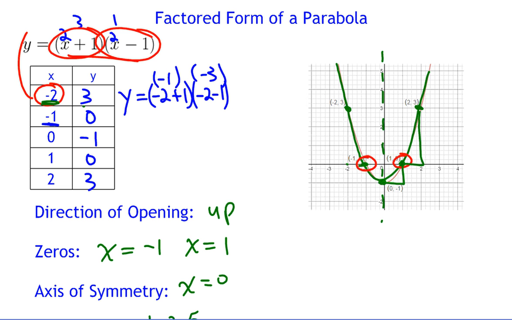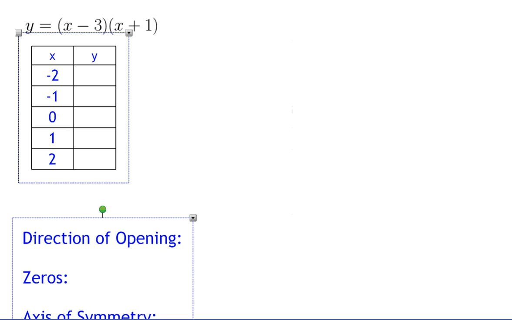We'll look at a couple more of these just to see what happens, what changes as those factors change a little bit. So here's example number 2. So here's the equation. y equals x minus 3 times x plus 1. So again, we'll make a table of values, substituting negative 2 into the equation for x. So everywhere in the equation that we see an x, we're going to substitute in a negative 2.